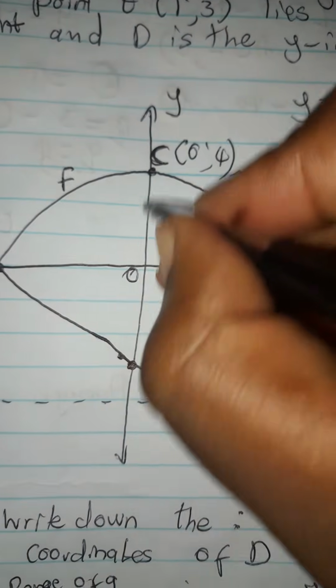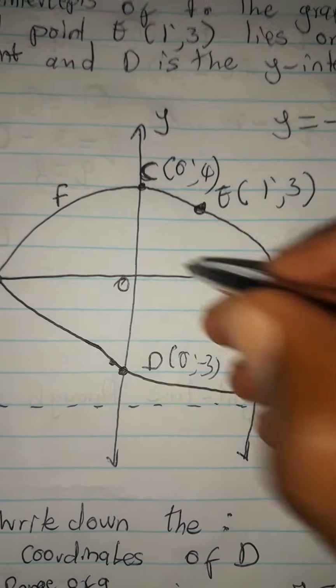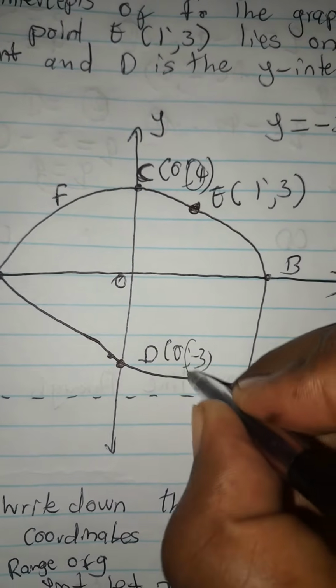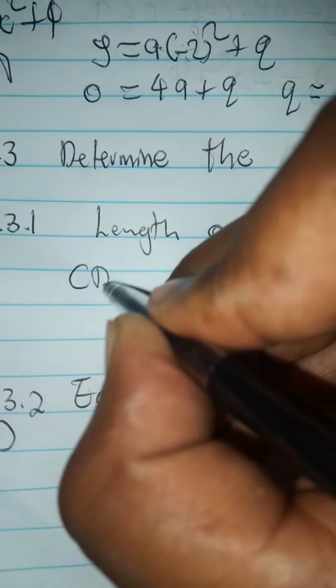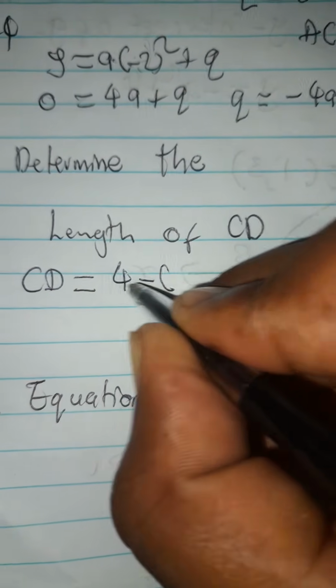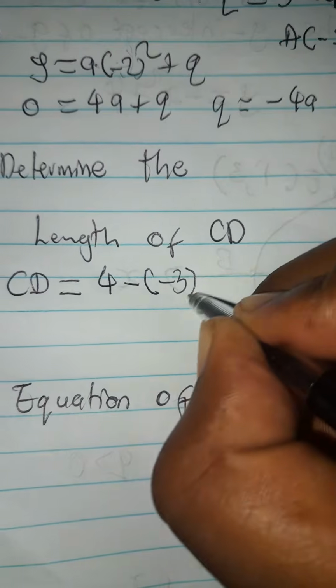So they want a length. To determine the length of CD, guys, this is a vertical length. We are going to subtract the y values so that we get the length. Let's put that into practice. So CD is going to be 4 subtracted, this is the y value of C, minus the y value of D.